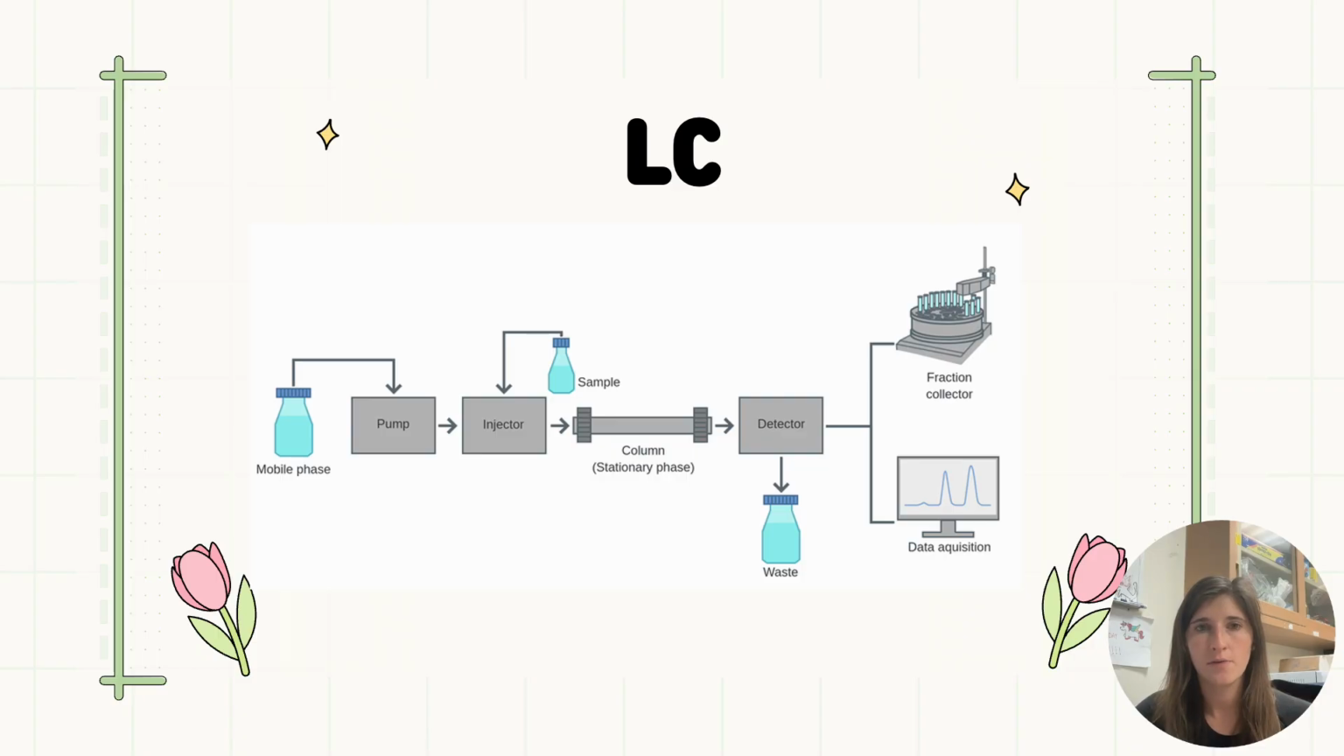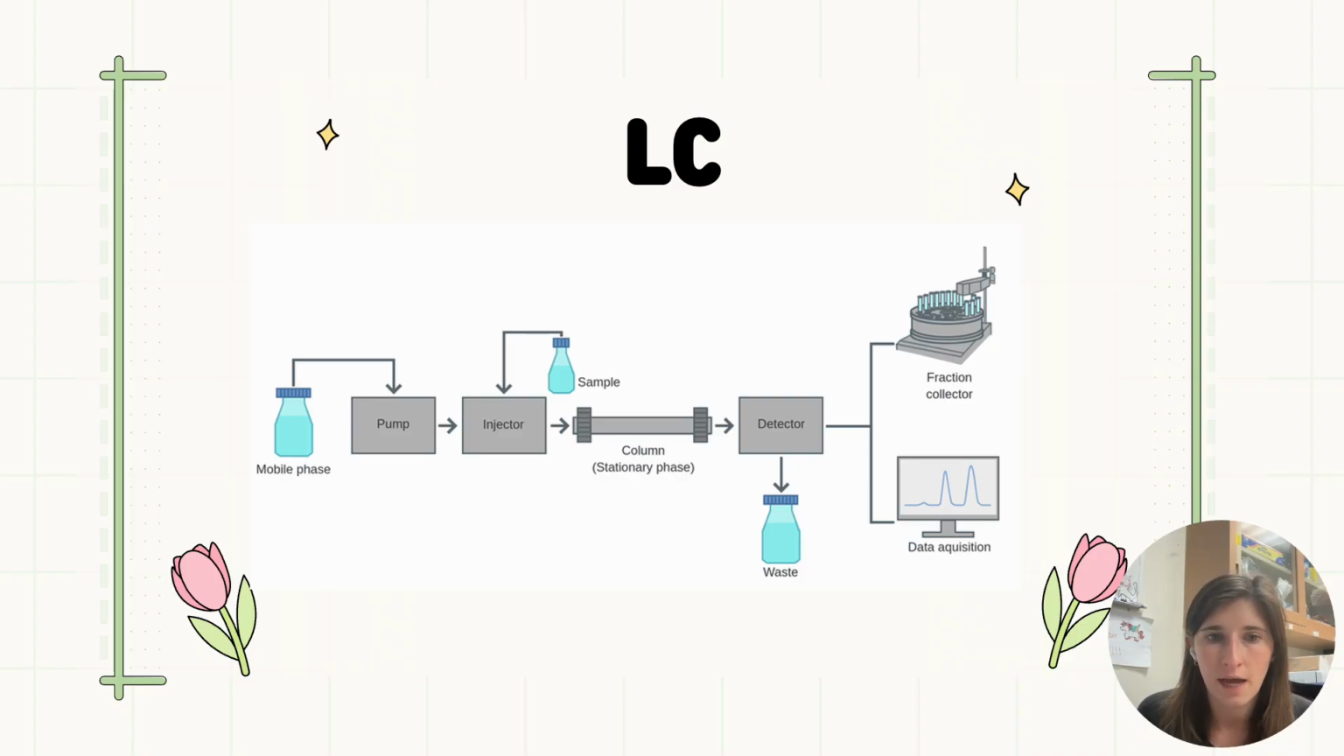So the other type of common confirmation technique that we would use is LCMS. LC refers to liquid chromatography. So we have our mobile phase, which is going to be a liquid in this case, and we're going to put it through a very high pressure pump to establish a high pressure in the system. This pressure is going to push the mobile phase through the stationary phase, which is located on a column.